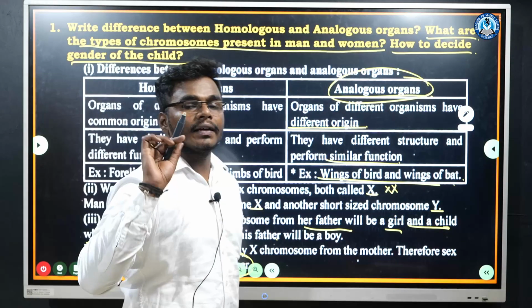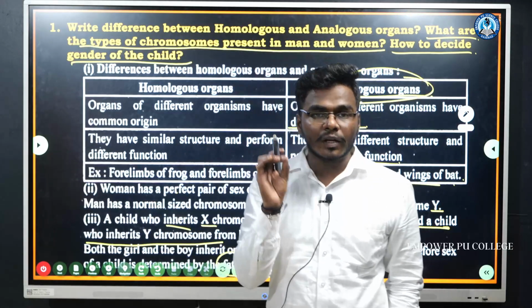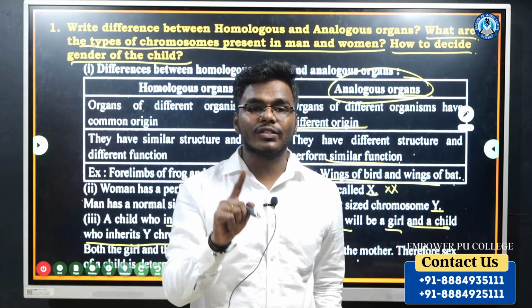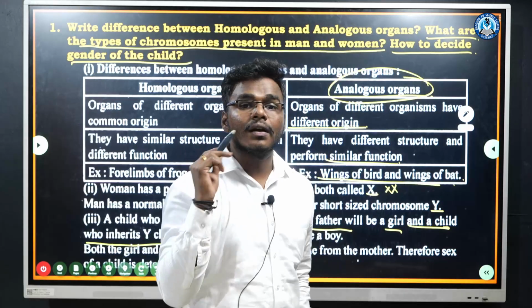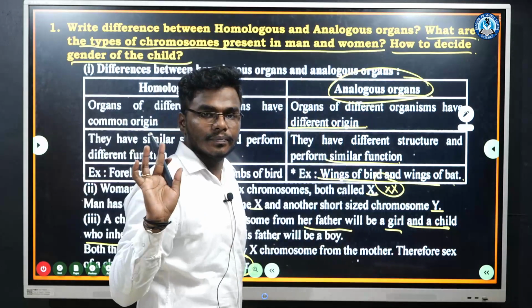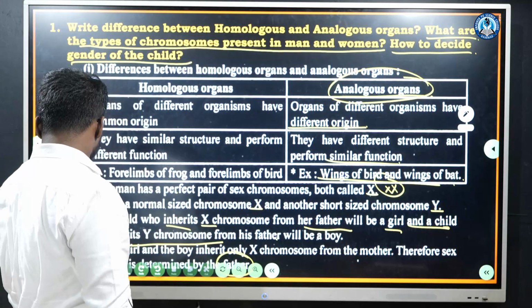So please keep in mind, my dear students, the sex, that is the gender of the baby, is usually decided by the father because he has 1 X chromosome as well as a Y chromosome, whereas the mother has 2 X chromosomes. Is it clear? So moving on to the next question.